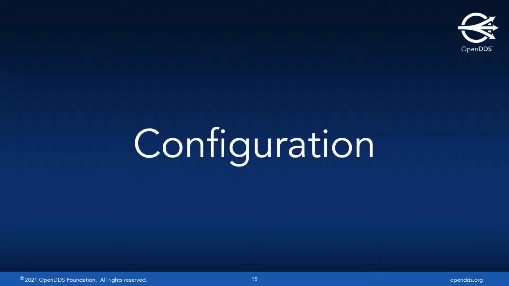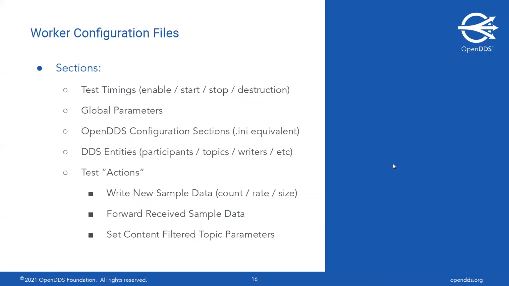To understand a bit more about how these processes work together, let's take a quick look at how we configure things. First, we have the worker configuration files. These are pretty large because they dictate all the behavior of the DDS test process. I'll show some examples in a second, but I just want to talk about the sections briefly so you'll understand what you're looking at when we look at the JSON.